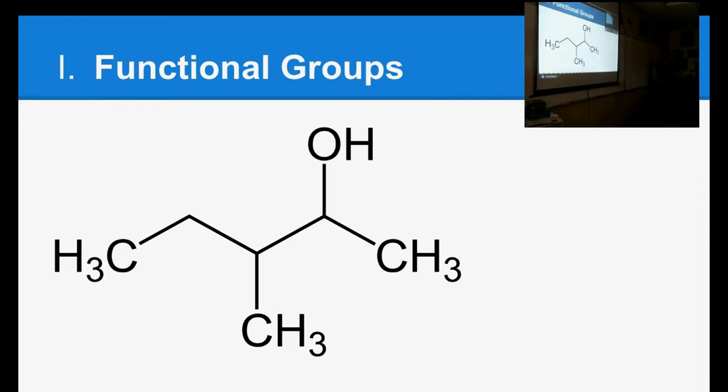This is an alcohol. So 1, 2, 3, 4, 5 carbons on the main chain. Carbon number 2 has an alcohol group. Carbon number 3 has a methyl group. So what do we call this? 5, pentane. That's the main molecule.